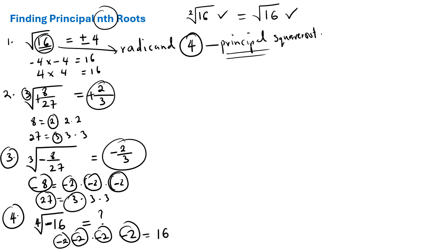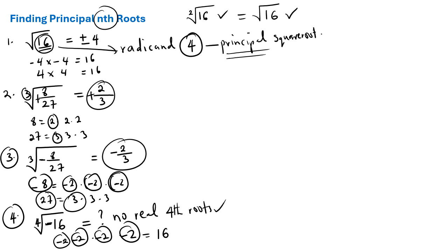Yes, so that means there's no way you can write the negative factors of 16 to give -16. So it's not possible. Because we cannot do this, we say we do not have real fourth roots. So no real fourth root.